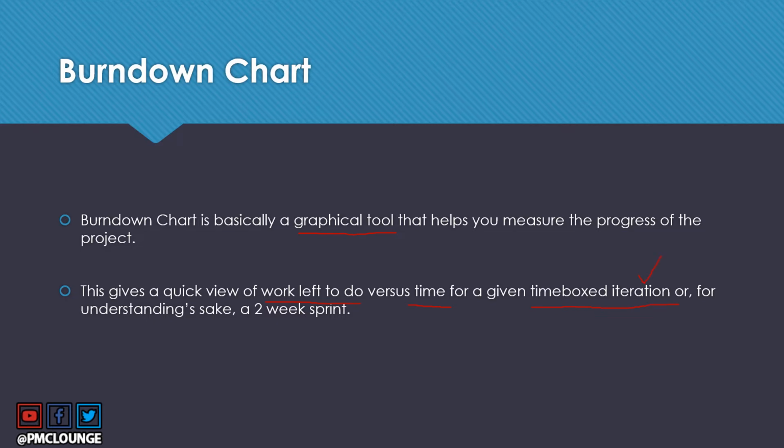Iteration could be a sprint. So time box could be, let's say, a 2 weeks time box. It could be a 3 weeks time box. It could be a 4 week sprint. It could be a 4 week iteration, right? So whatever the time box is for a specific iteration, for this iteration, the burn down chart is going to tell you what is the work that you have left to do versus the amount of time you have. Now, this will be clearer when we look at an example burn down chart in the coming slides. So do stick around.